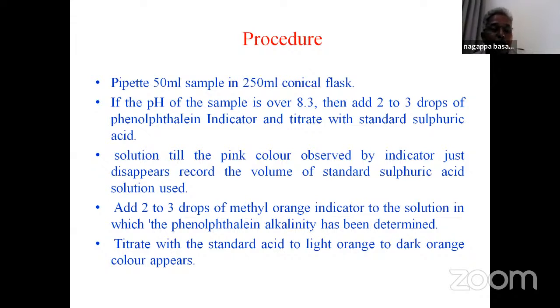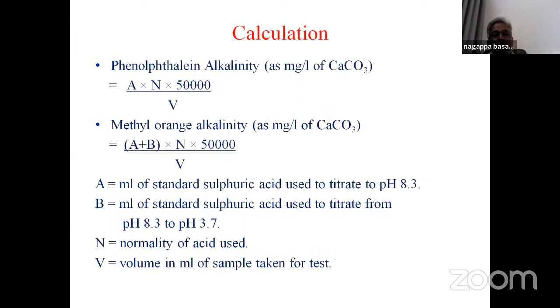This is the phenolphthalein alkalinity. To the same sample, add 2 to 3 drops of methyl orange indicator. Continue the titration up to the end point, where the orange to dark orange color appears. Use this equation: phenolphthalein alkalinity is A into N into 50,000 divided by ml of sample taken. Methyl orange alkalinity is A plus B into normality into 50,000 divided by ml of sample taken.